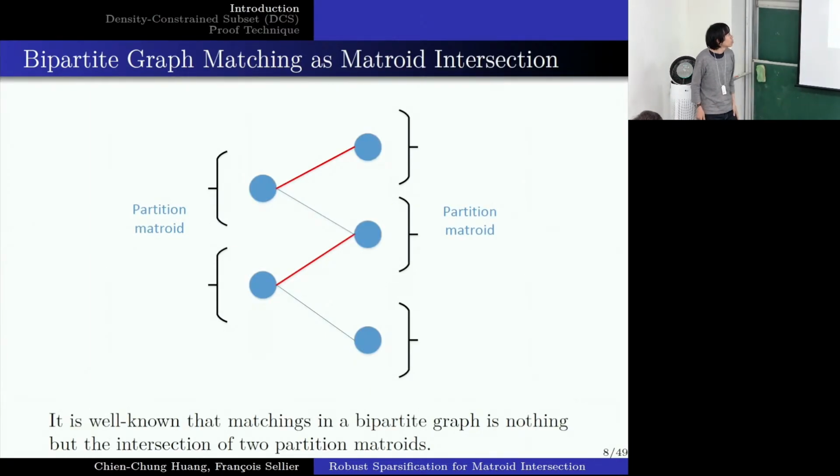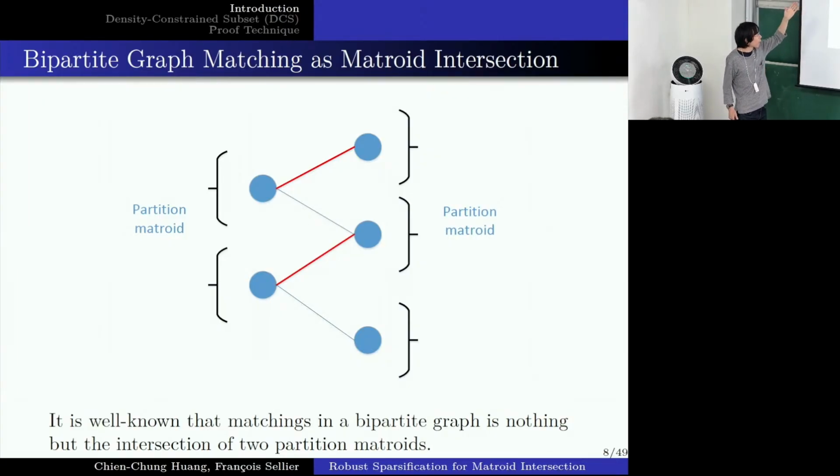Okay, so I take a long detour to talk about matroid. Why is that? Because it's well known that bipartite graph matching is a special case of the matroid intersection. In case you are not familiar with it, let me explain.